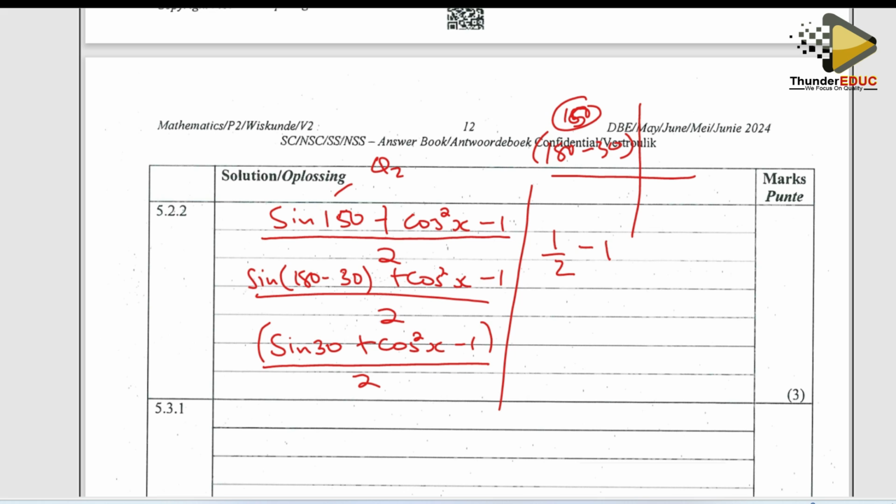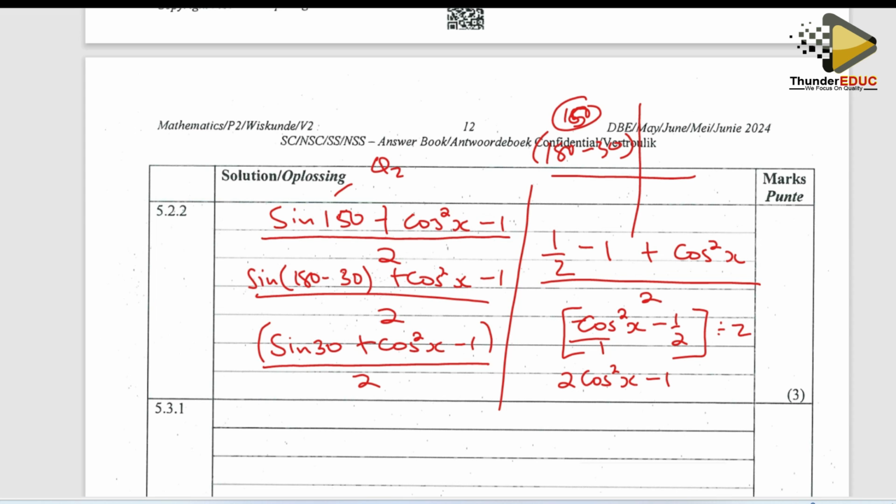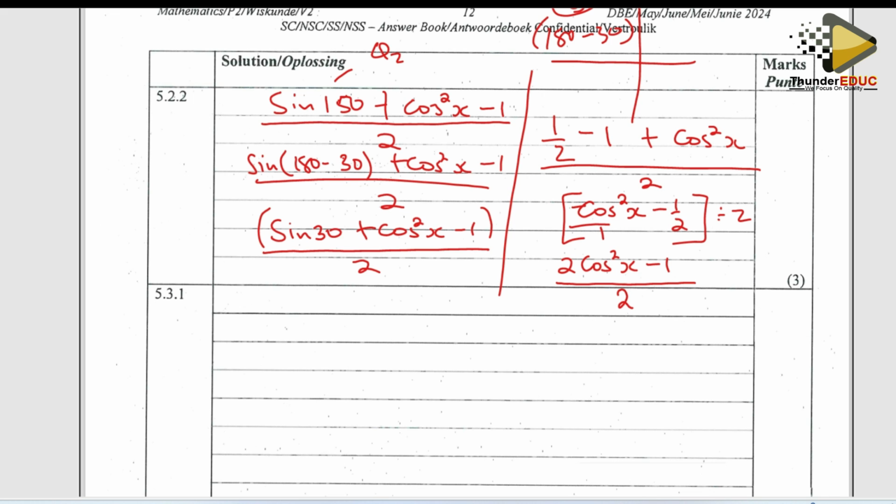Now I'm getting a half minus 1 plus the cos squared of x, divided by 2. So a half minus 1 gives me negative half. And then negative a half, I'll say cos squared x minus a half, everything divided by 2. My fractions, I'm going to have 2 cos squared x minus 1 over 2, because the denominator is 2. Okay, and then I'm multiplying this by 1 over 1, because this division will be multiplication.